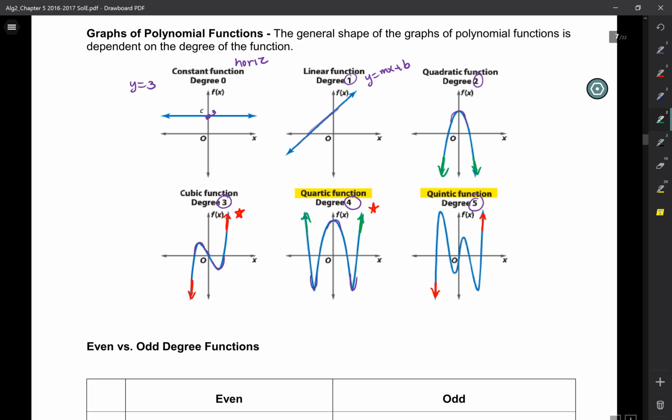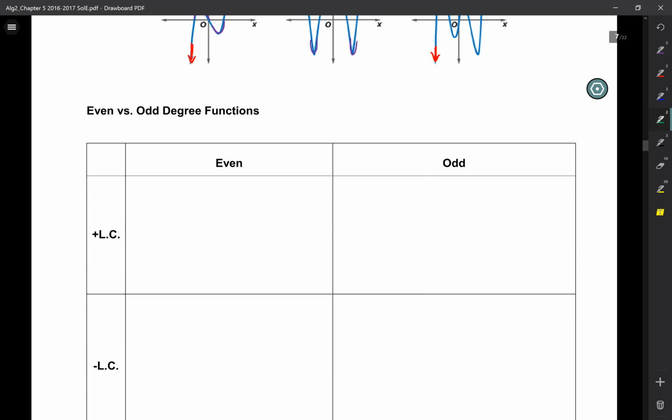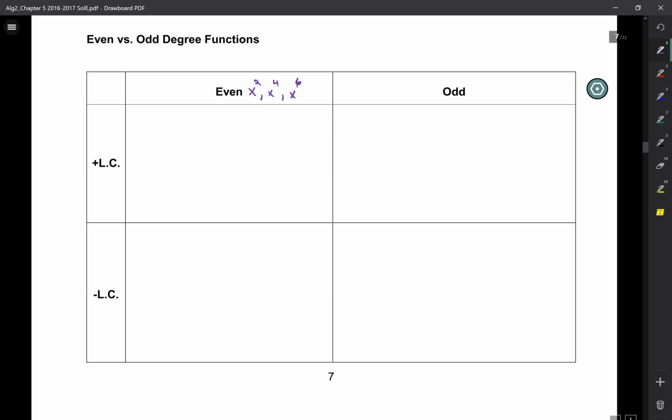Okay? Now, let's make a few more conjectures here. Suppose we have a function with an even degree, like your x squared and your x to the 4 and your x to the 6. And now these LCs stand for leading coefficient. Okay?